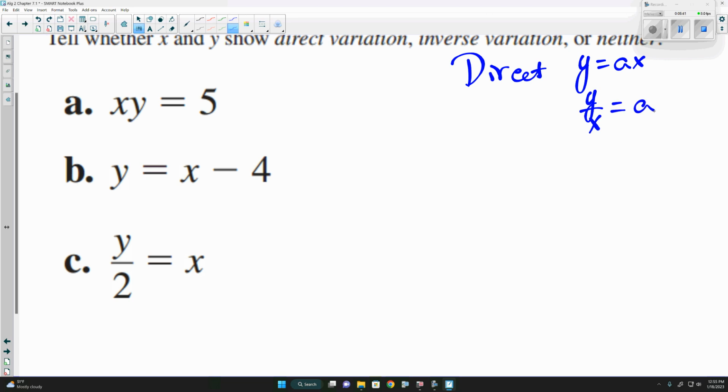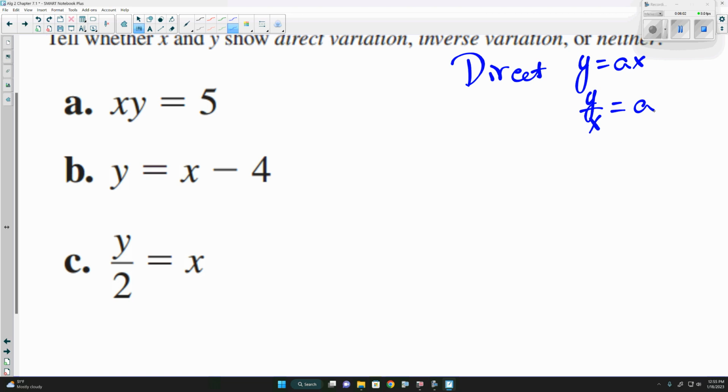Now, something I didn't point out on the last slide was that if we look at direct variation, when x and y are on opposite sides of the equal sign, they're both in the numerator. They're both on top of the fraction. Technically, we could have it where they're both on bottom, but they're either going to be both on top or both on bottom. Or if they're on the same side, then they're going to be divided.